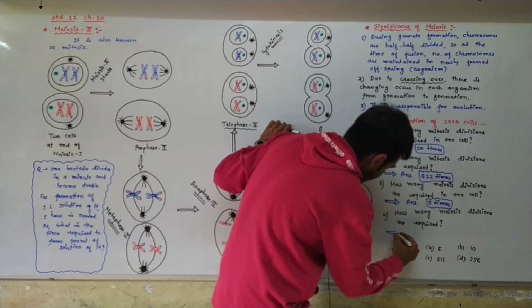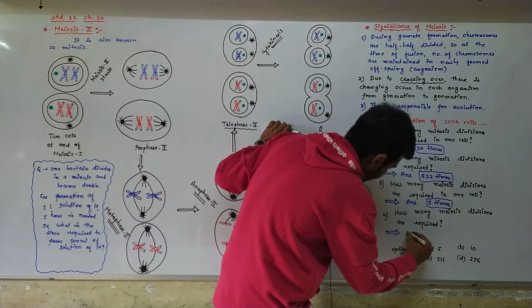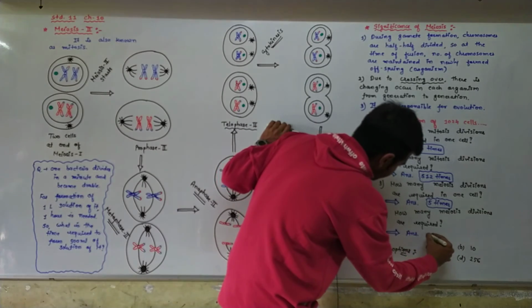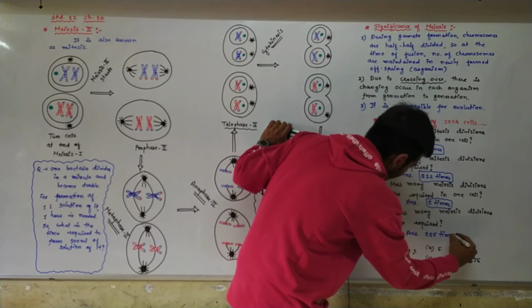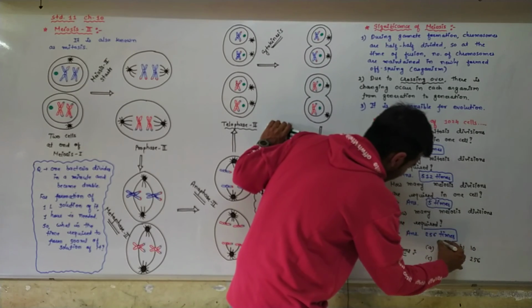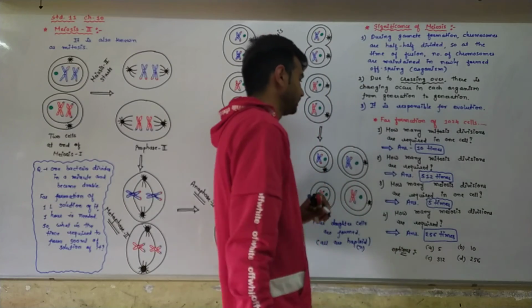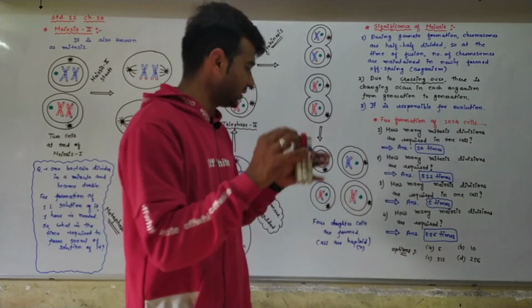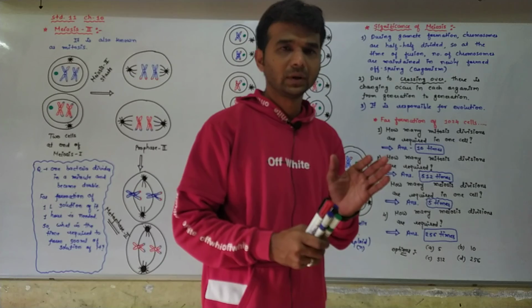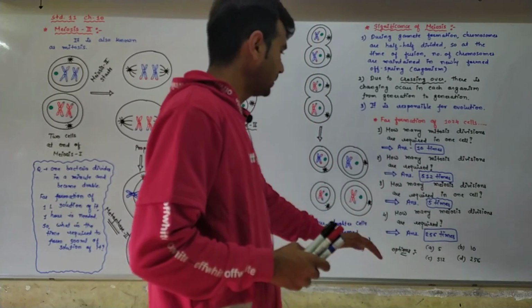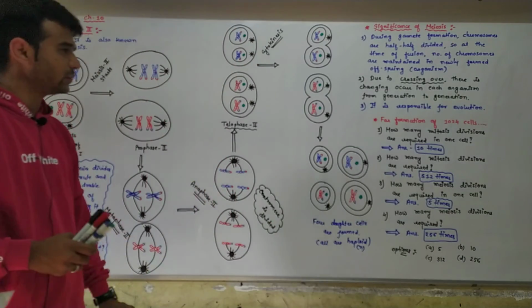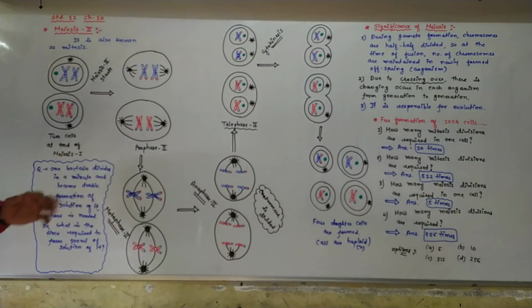And similarly here the answer is 256 times. So you have to take 256 cells, and then simultaneously in all the cells you have to form 1024 cells during meiosis. Okay, so these 4 questions are there. Now we move on to the next question.